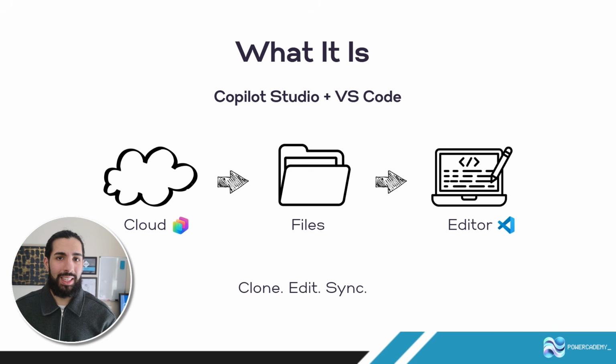So the first thing I'd like to do is explain what it is in the first place. What you're seeing on my screen here is the process that you'd follow if you were to use this extension. You'd effectively start in the cloud, so you'd build your baseline agent to begin with. Then using the extension, you'll turn that agent into files on your local machine. And then you have access to those files to edit through VS Code, which then you have access to things like AI native tools and Git integration.